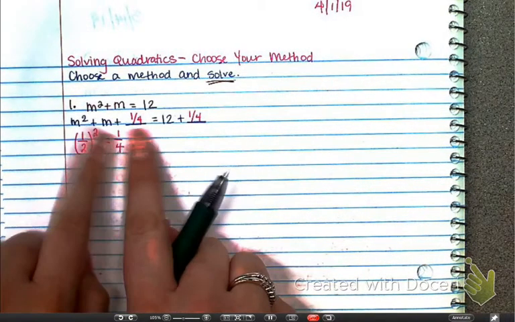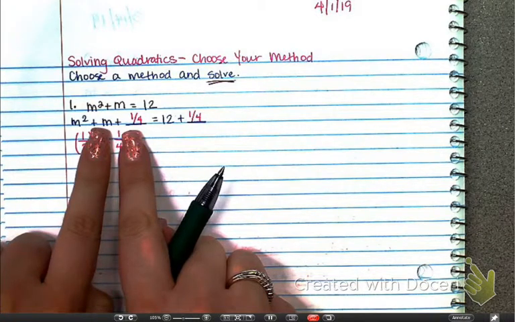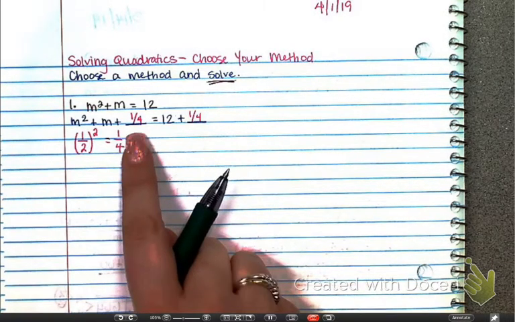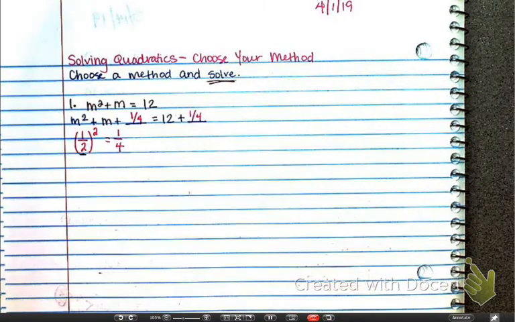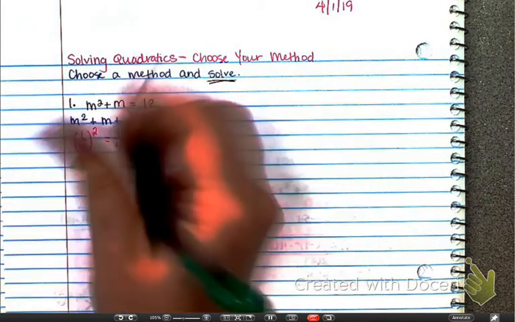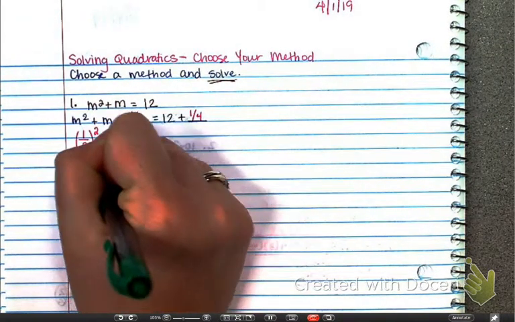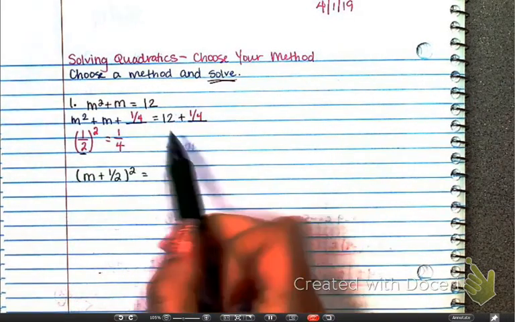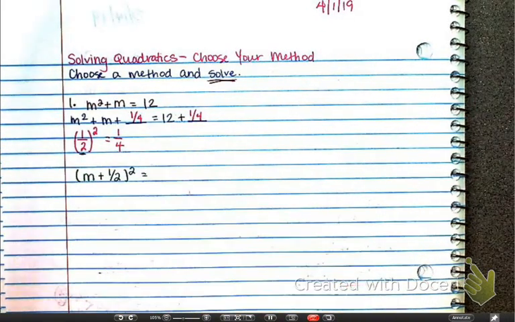What did we do to the left-hand side? If you look at your box, what do we do to the left? Factor. Factor the left. And remember, your factor is what you have right before you square it. So you should have m plus 1/2 squared equals. Now I need to add 12 and 1/4. Yes, Joseph.